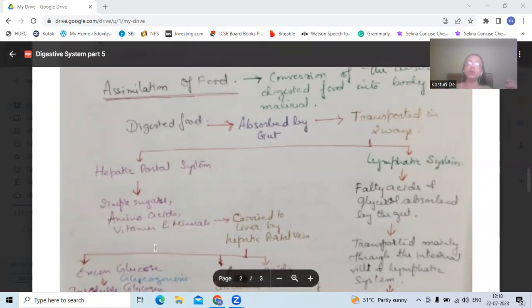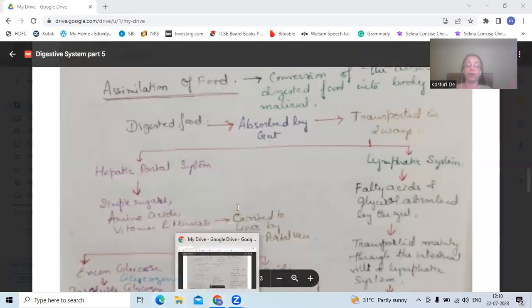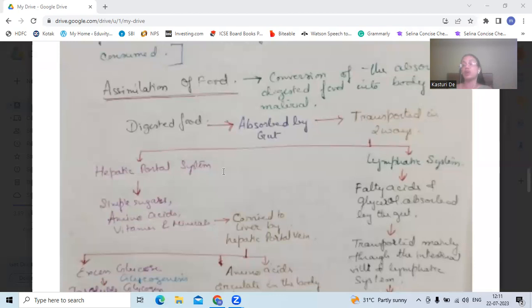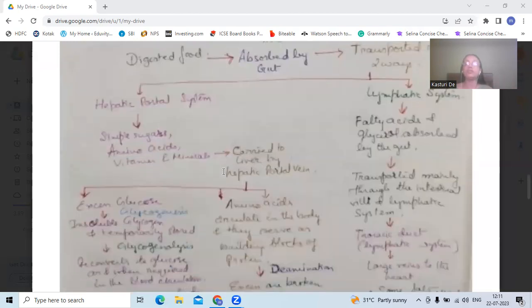Now, which foods are taken by the hepatic portal system and which by the lymphatic system? Let us see. First, the simple sugars, amino acids, vitamins and minerals are carried by the liver, that is by the hepatic portal vein, to the blood circulation. So those foods taken by the hepatic portal system are simple sugars, amino acids, vitamins and minerals. Now the lymphatic system takes the fatty acids and glycerols, which have been absorbed by the gut.